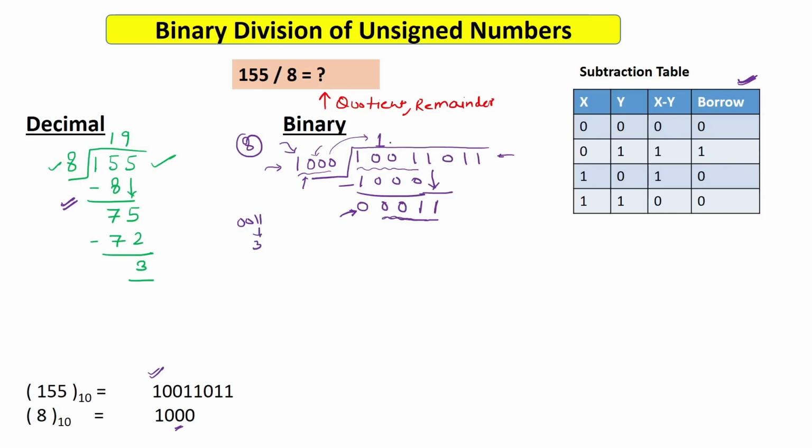Then you multiply this 1000 by 0. As we have seen in binary multiplication, 0 multiplied with anything gives 0, so you will simply get all zeros. Now you do the subtraction according to the table as we have discussed. So 1 minus 0 is 1, 1 minus 0 is 1, 0 minus 0 is 0, and 0 minus 0 is 0, which you can simply ignore.